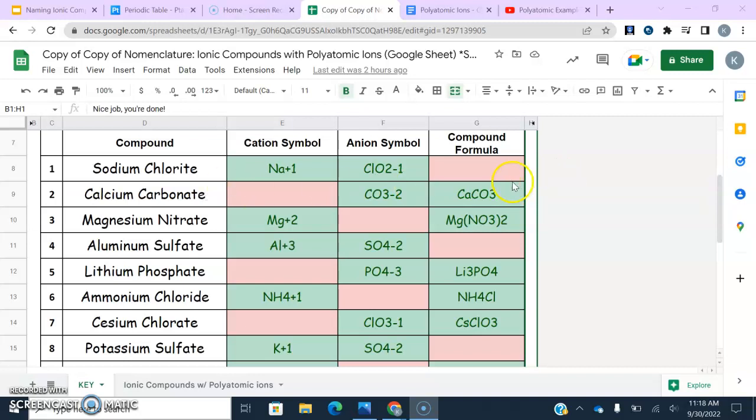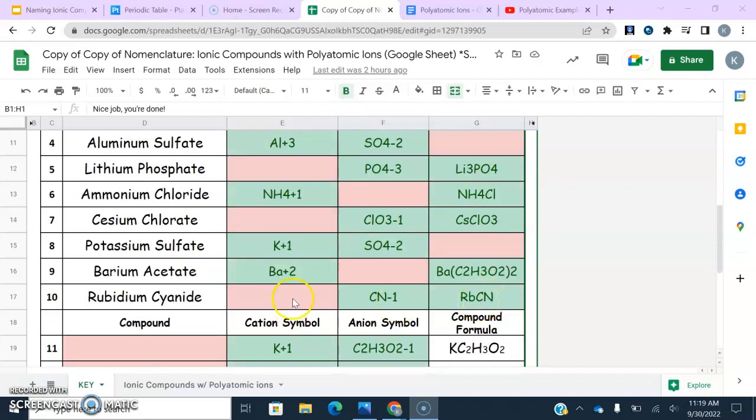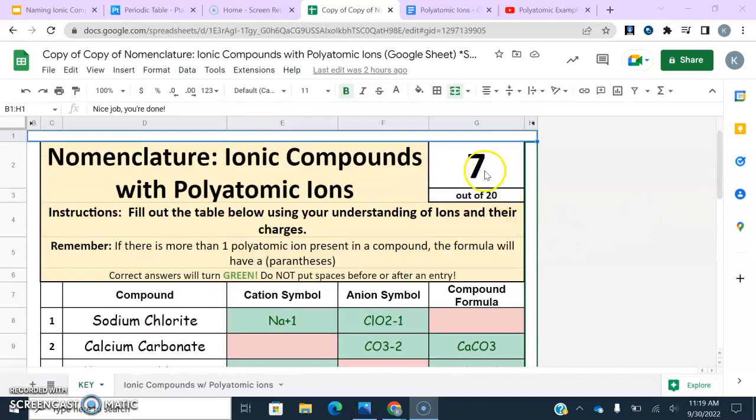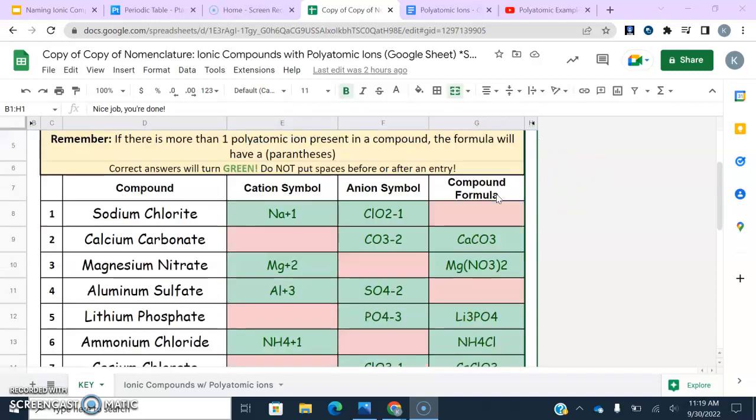So basically, there are some empty places here that we're going to fill in today. I have already filled in some of them for you, so that's why you see a 7 out of 20 here, because I left some in to help get you started. So when you're done, if it's all correct, it'll be a 20 out of 20.